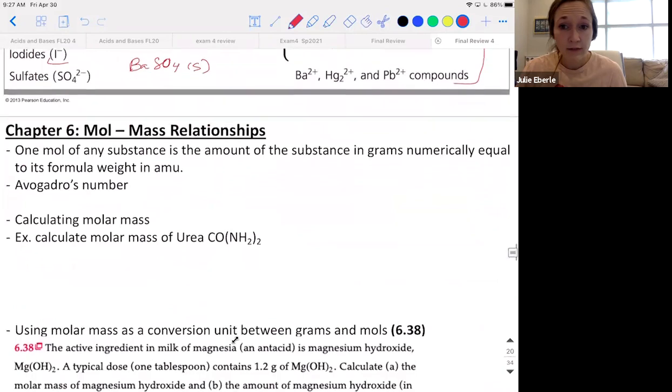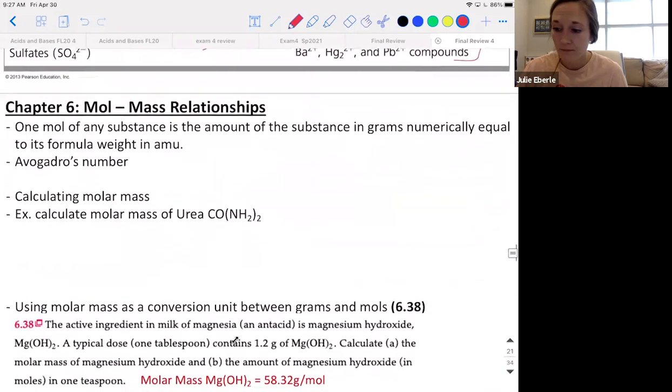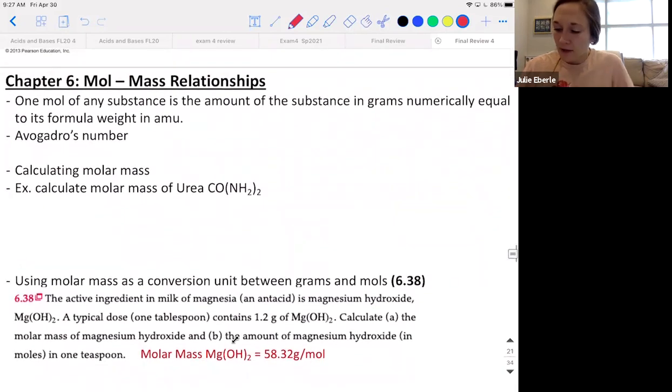All right, so that's chapter 5, balancing and classifying. All right, chapter 6, mole mass relationships. This is where we introduced Avogadro's number. So we started talking about this idea of a mole. It's useful because we work in terms of mass, not in terms of molecules, but our body thinks in terms of molecules, and it deals with molecules all the time.